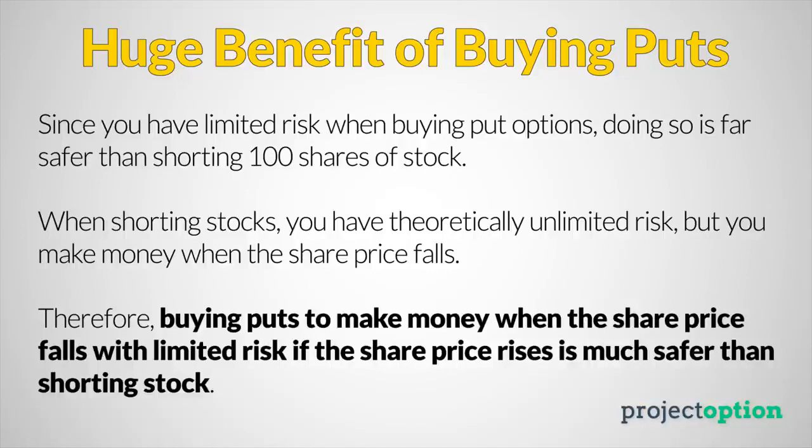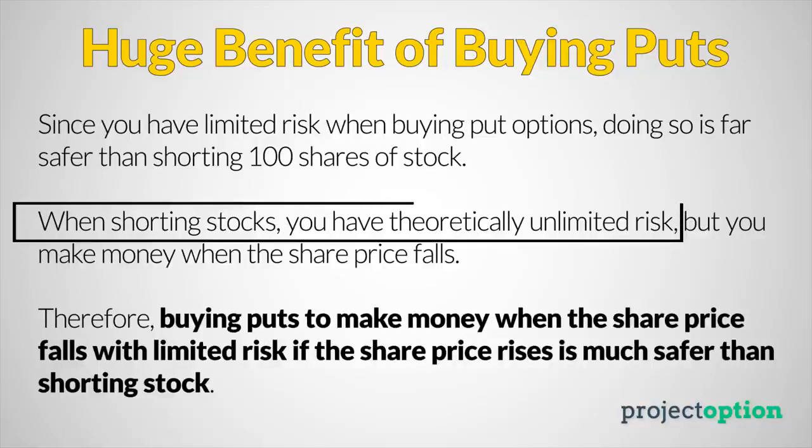If you're not familiar with it, shorting stock is essentially betting against the stock, meaning that you make money when the share price falls. But if you short a stock, or you bet against the stock price increasing, since there's no limit to how high a stock's price can go, you have theoretically unlimited loss potential. So if you were comparing shorting 100 shares of stock to buying a put option, you would have much less risk buying a put option.